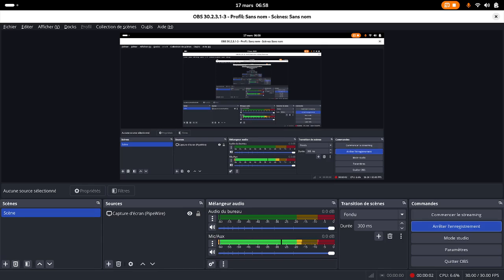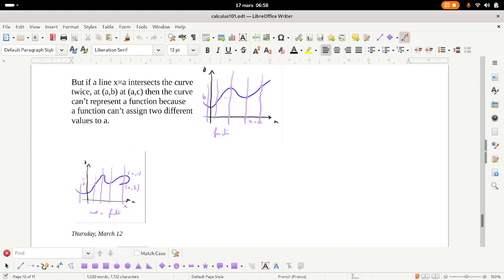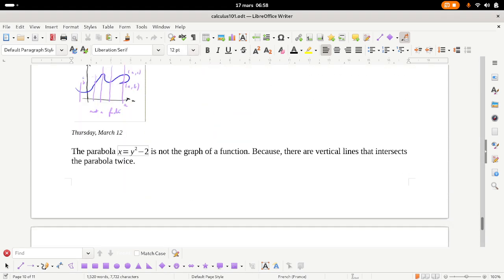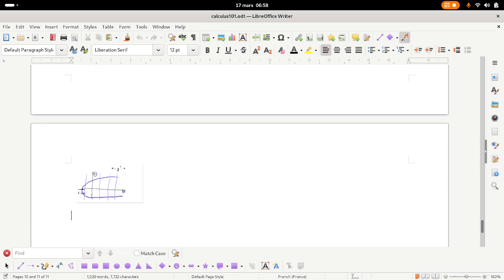So we continue with calculus, and last time we've seen that this parabola is not the graph of a function.